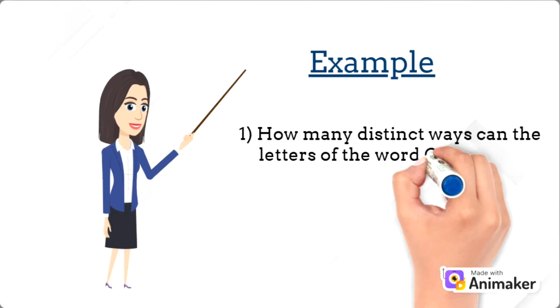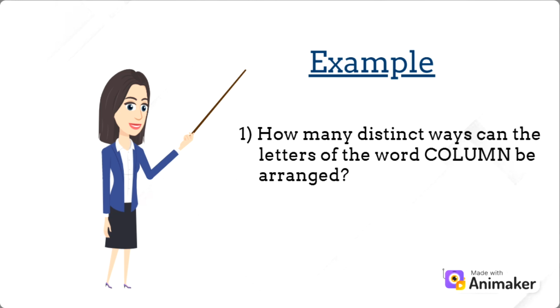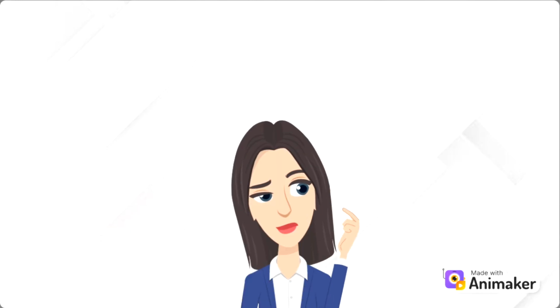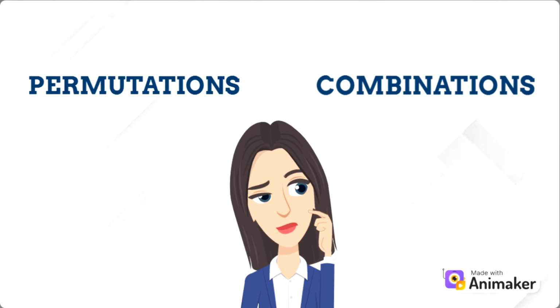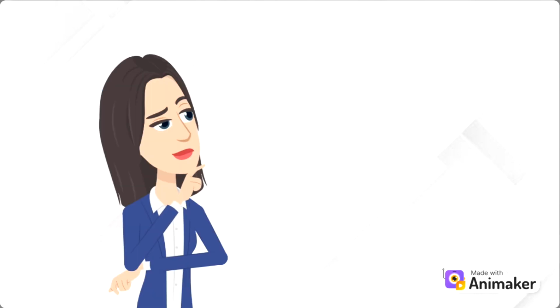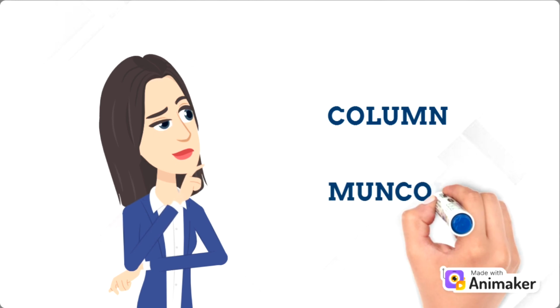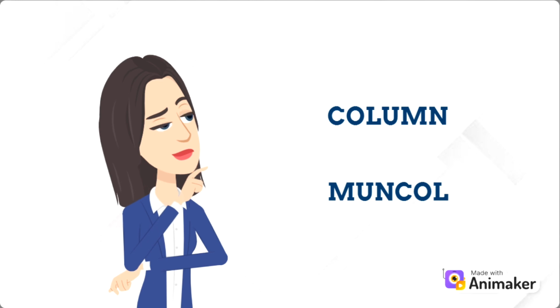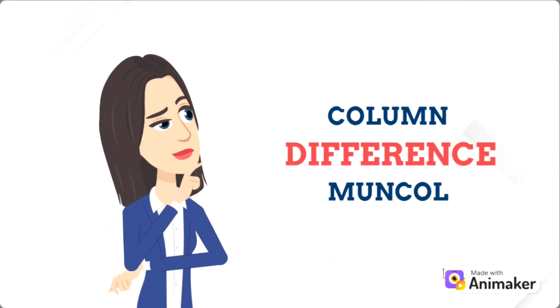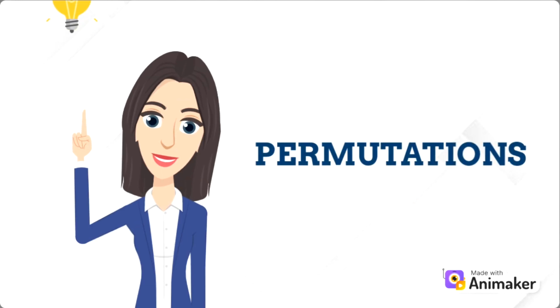Let us try to solve example number 1. How many distinct ways can the letters of the word COLUMN be arranged? Let us start by determining if we're dealing with permutations or combinations. To do this, consider the arrangement COLUMN and the arrangement MUNCOL. We see that these represent two different arrangements, so the order of the letters makes a difference. Therefore, we can say that we're dealing with permutations.